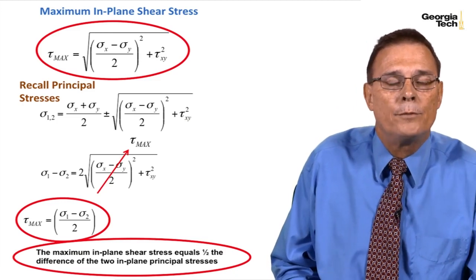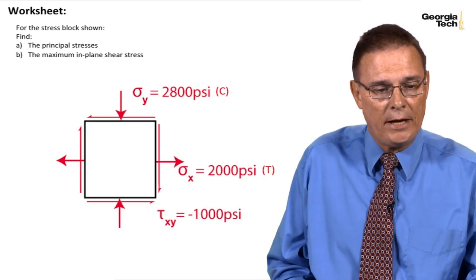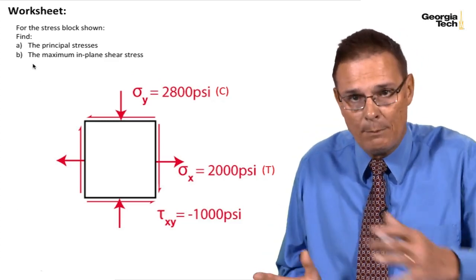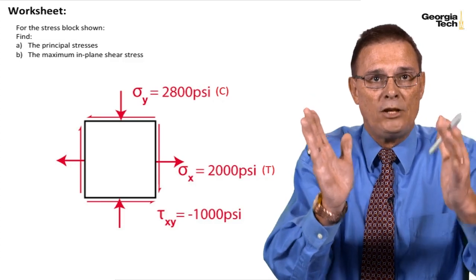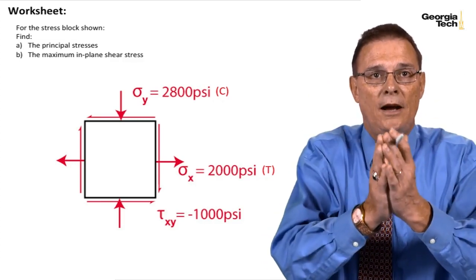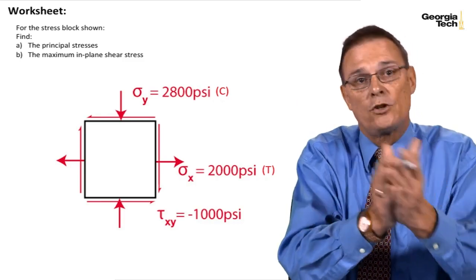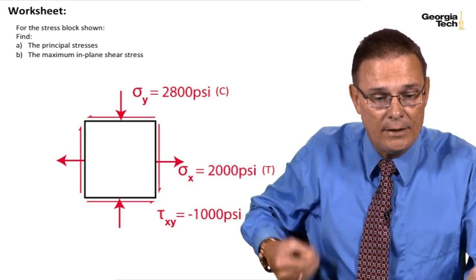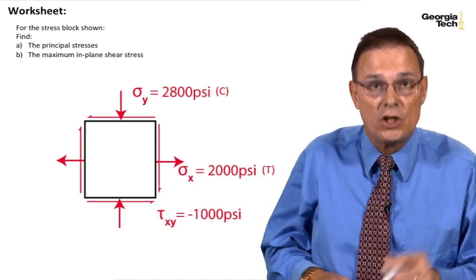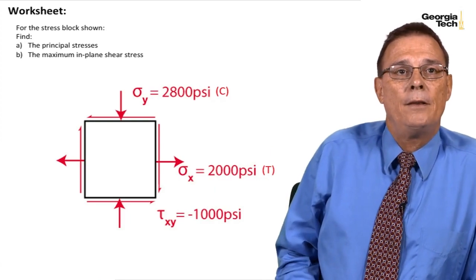A very important result. And so here's a worksheet. And with this worksheet, I'd like you to find the principal stresses. Remember, we're going to find the angle to the principal planes where we have principal stresses. These are the normal stresses where shear stresses go away. And then you're also going to find the maximum in-plane shear stress. And when you do that, I've got the solution in the module handouts.